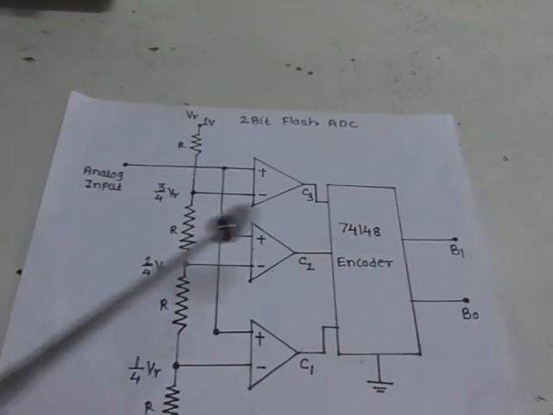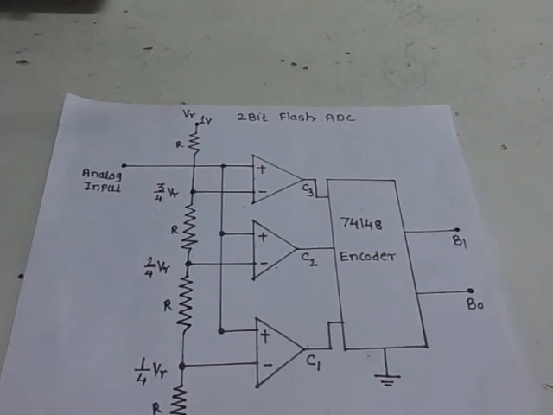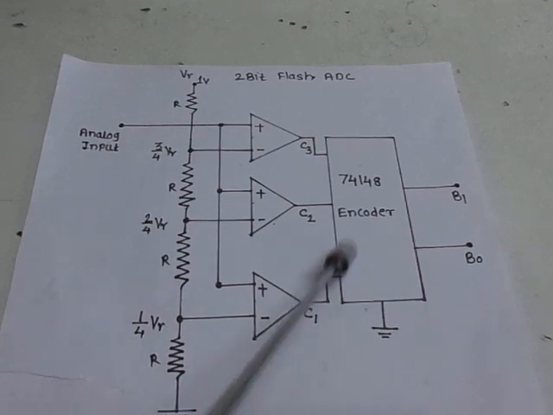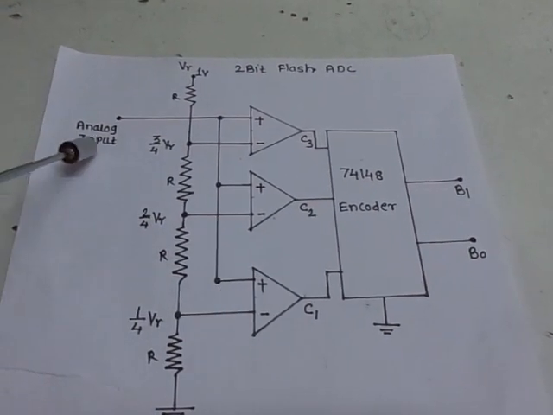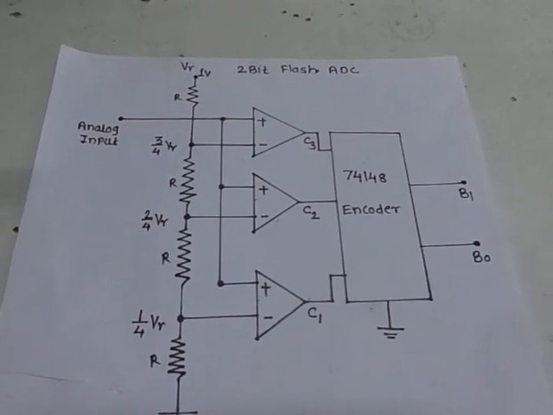If we select a 3-bit output, then 2 raised to 3 becomes 8, so 8 minus 1, 7 comparators are required. So the number of comparators required may be more in this case, but the circuit complexity is less, and we can convert the analog input signal into the corresponding digital output signal.